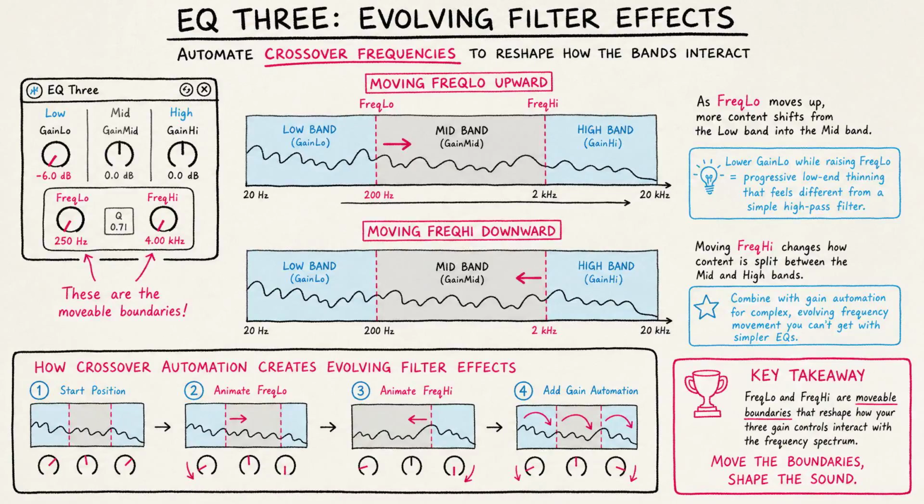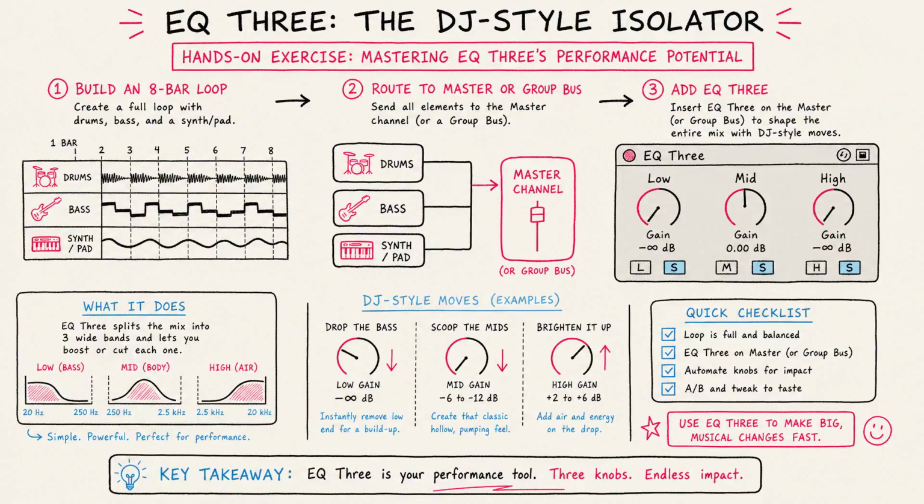These crossover automations work particularly well when combined with gain automation, creating complex frequency movements that can't be achieved with simpler EQ tools. Think of the crossover points as movable boundaries that reshape how your three gain controls interact with the frequency spectrum. Create a simple 8-bar loop containing drums, bass, and a synth or pad element.